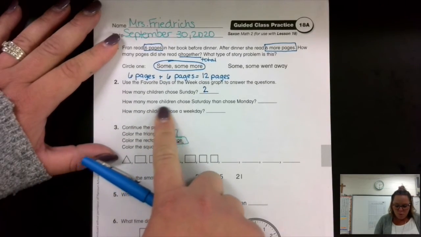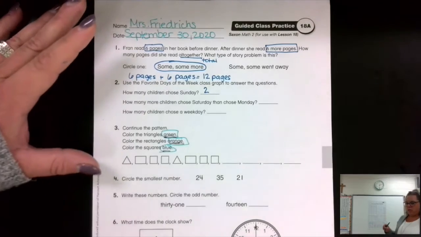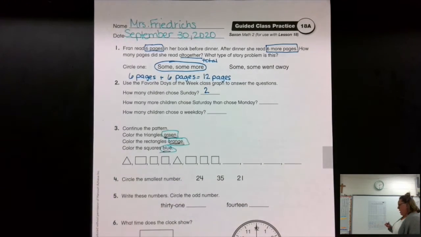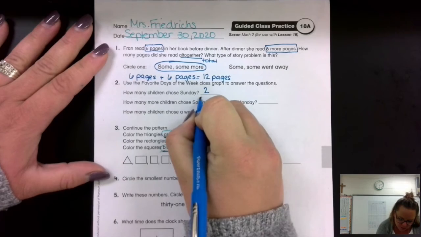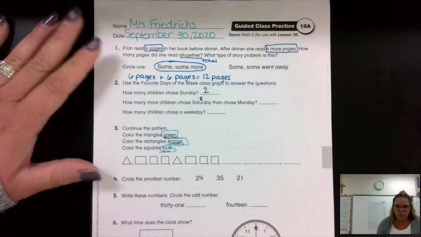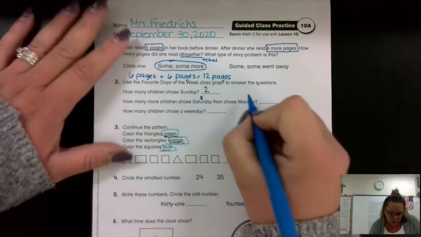Then it says, how many more children chose Saturday than Monday? So we need to know how many chose Saturday and how many chose Monday. Well, Saturday. 1, 2, 3, 4, 5, 6, 7, 8. We had 8 children that chose Saturday. I'm just going to put it right above so I don't forget. And then Monday. Go ahead and look at Monday. 1, 2. I had 2 children that chose Monday.